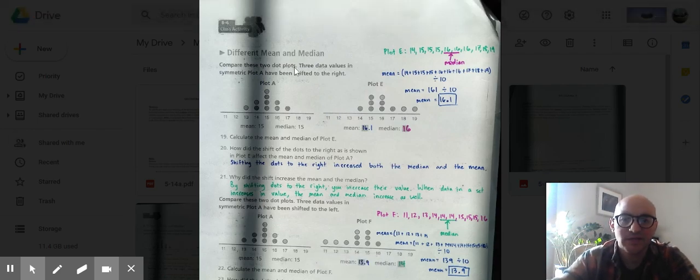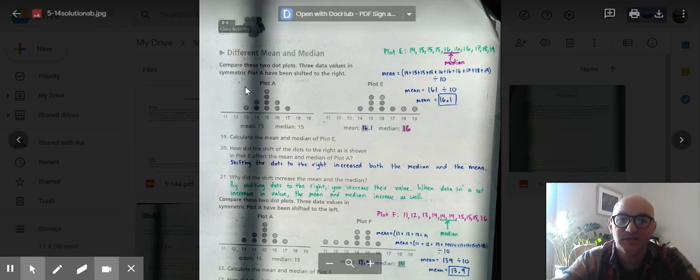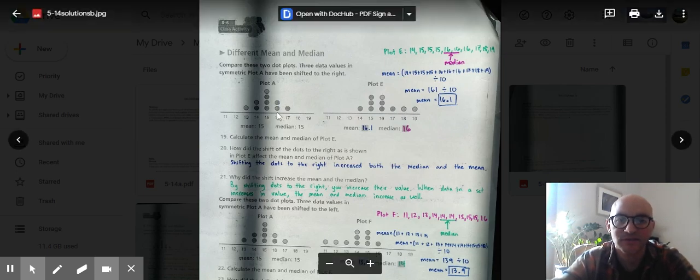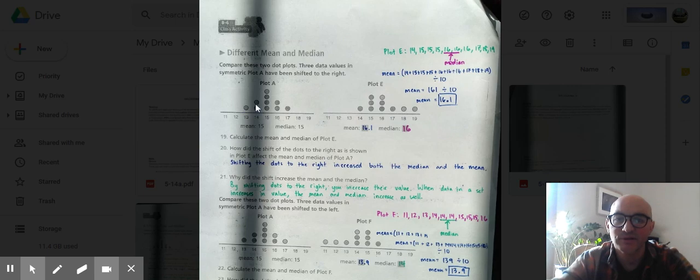The first thing we need to do is read our instructions, this gives us a little thinking prompt. So compare these two dot plots. Three data values in symmetric plot A have been shifted to the right for plot E. So if we look, plot A has this nice symmetric shape. It makes a nice little triangle. And then in plot E, we shifted some data to the right. So we maybe took a 13 and we moved it over to 19. That's where this value of 19 comes from. We took maybe a 14. We had two 14s. Maybe we moved one over to 16. Okay, so we changed the shape of the data by shifting a couple of these dots over to the right.